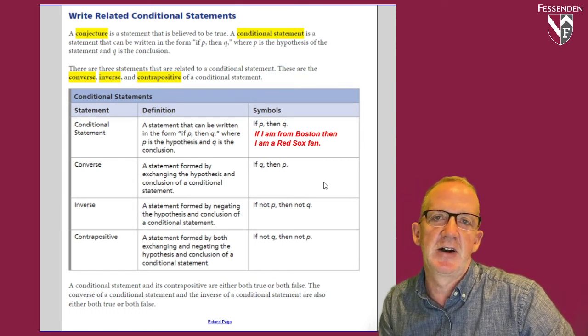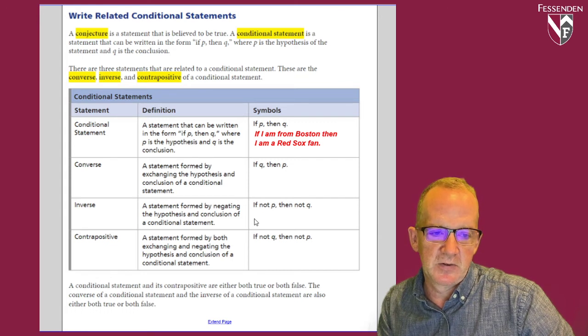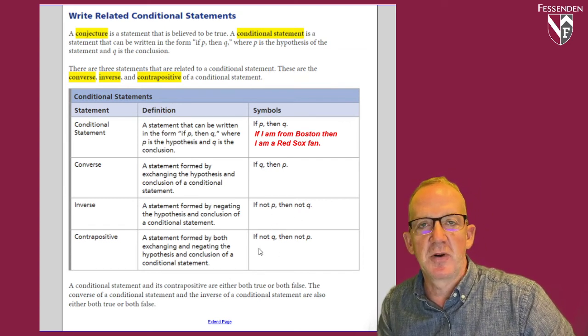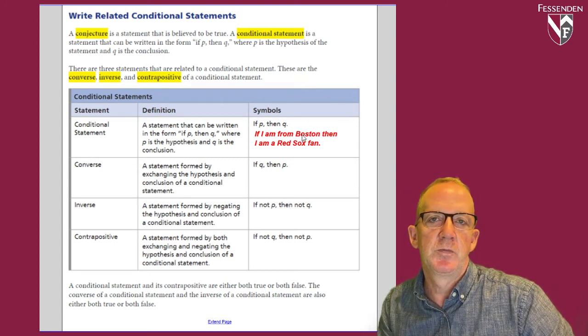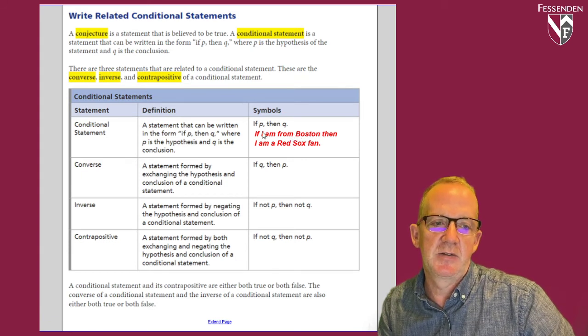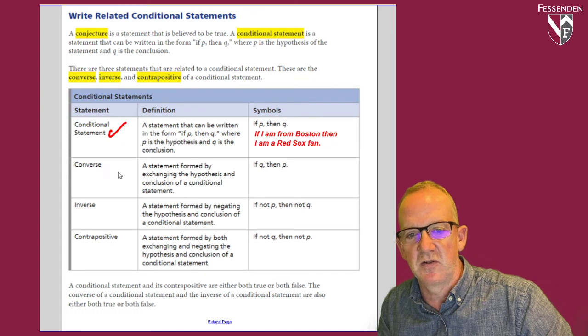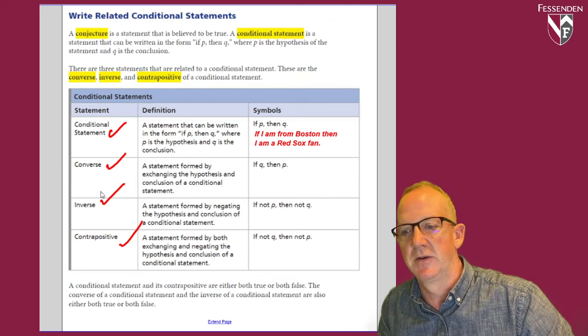I can definitely think of a counterexample to that. And the inverse would be, if I'm not from Boston, then I'm not a Red Sox fan. So we can talk about that too. And then the contrapositive, see if you get this one right. Can you do it in your head right now? Remember what we do? Swap and negate. So it would be, if I am not a Red Sox fan, then I am not from Boston. And you can expect the next class that we have after this, I'll expect you to do these for a conditional statement. So please study what is a conditional statement, what is a converse, what is an inverse, and what is a contrapositive.